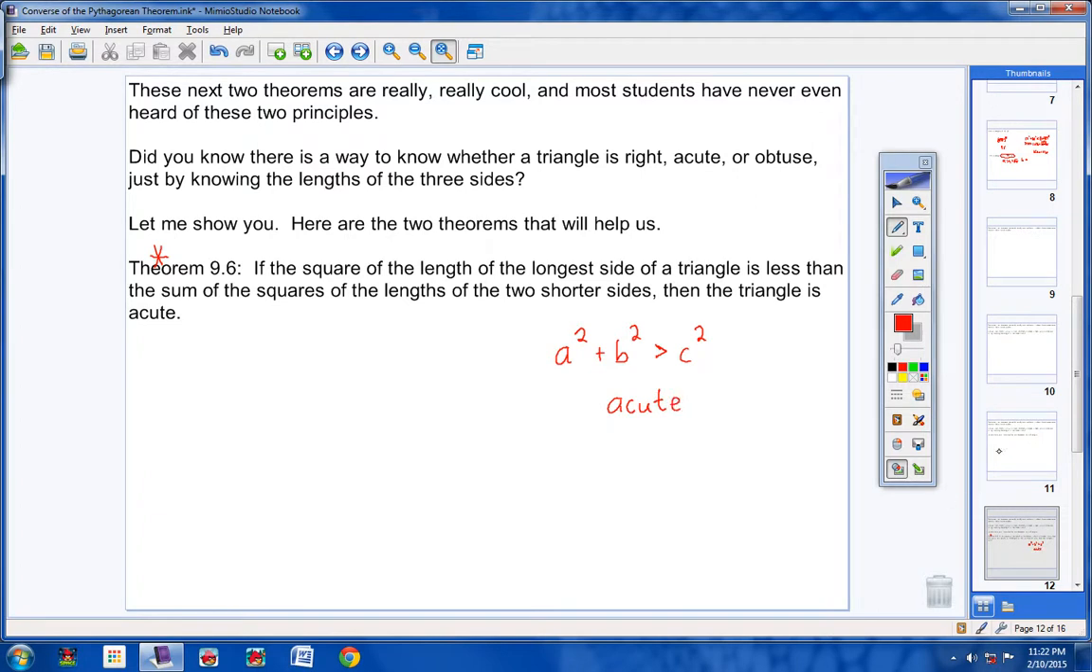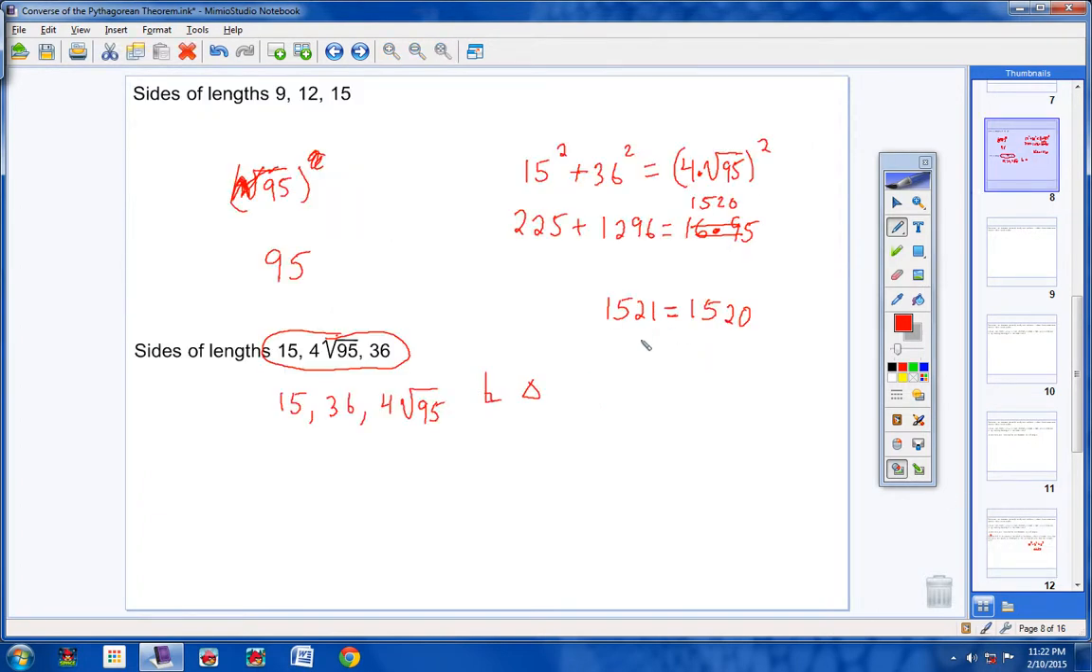Let's go back a page real quick. Let's go up here. Over here, the last problem we did in your notes, remember, we had 1,521 is greater than 1,520. This side is greater. Well, then I know for sure this triangle right here is what type of triangle? Isn't that cool? I know that without knowing any angles at all, okay?